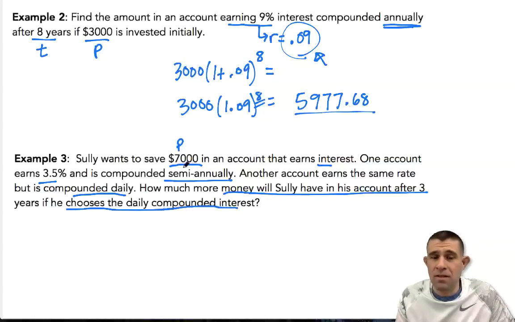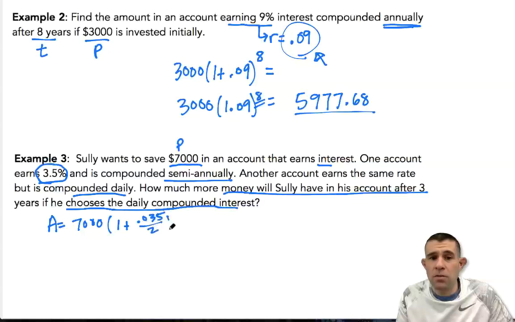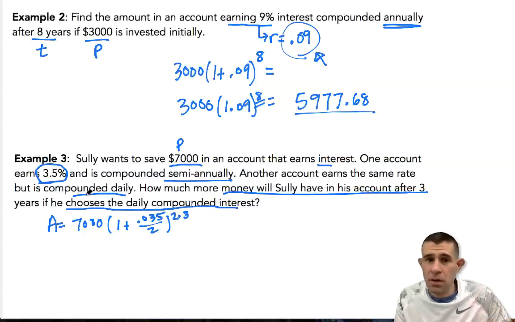All right, so we really need to calculate both of these. We're going to recognize that 7,000 is our principal. Our interest rate is 0.035, and then let's compare how much we have in both of those accounts. So let's do our semi-annually. We have 7,000 times 1 plus our interest rate, 0.035, divided by 2. And this is going to be raised to the 2 times 3 power because we're going to put it in there for 3 years, and it's compounded semi-annually.